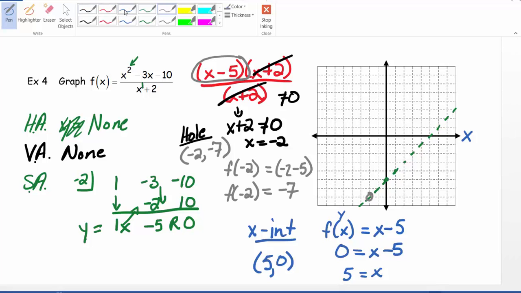If we go ahead now and graph our final simplified version of this, oops, I thought I already did the x-intercept. There it is. If we go ahead now and graph our final simplified version, that f of x is equal to x minus 5, we see that it is having that y-intercept of -5 with a slope of 1. And so ultimately we can see that our line actually overlaps our slant asymptote.